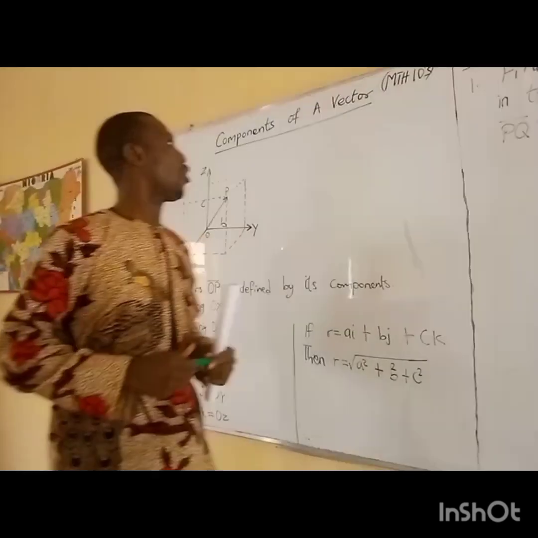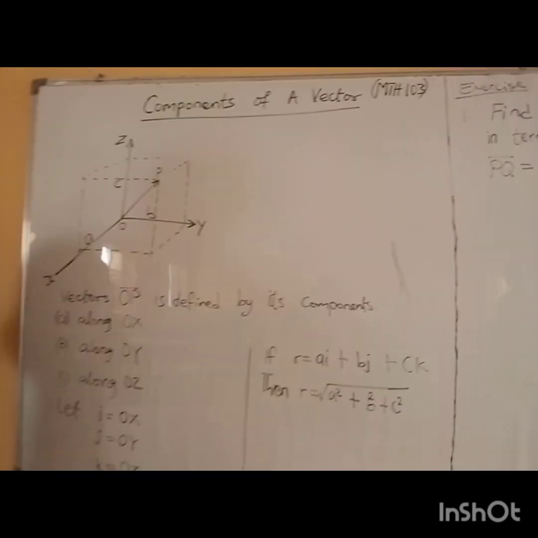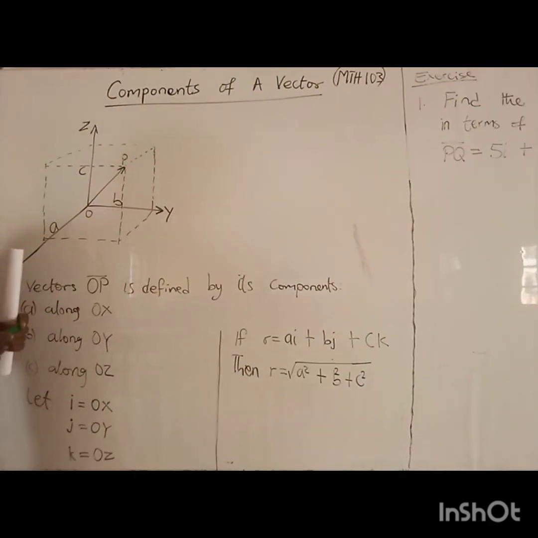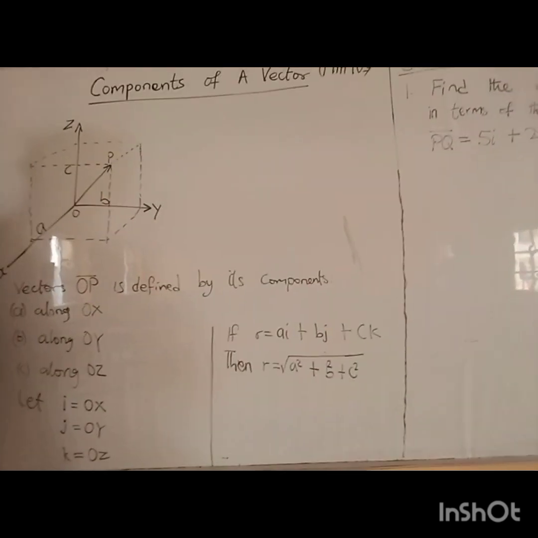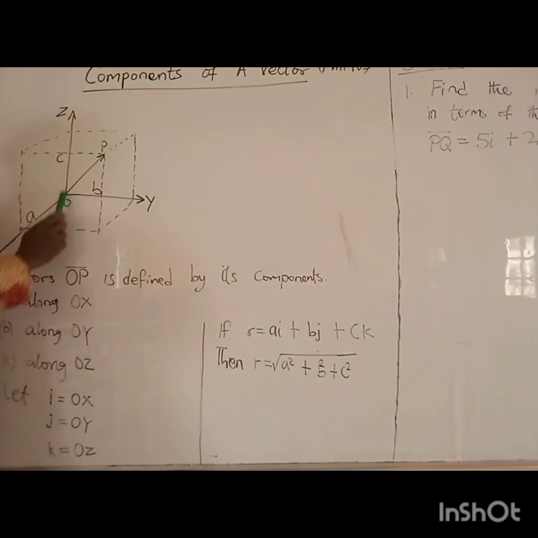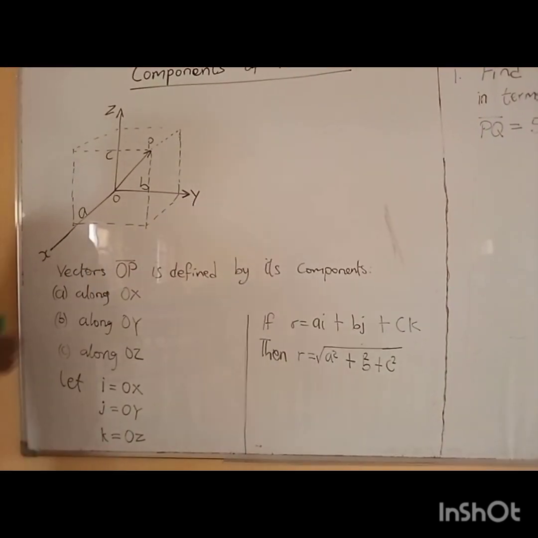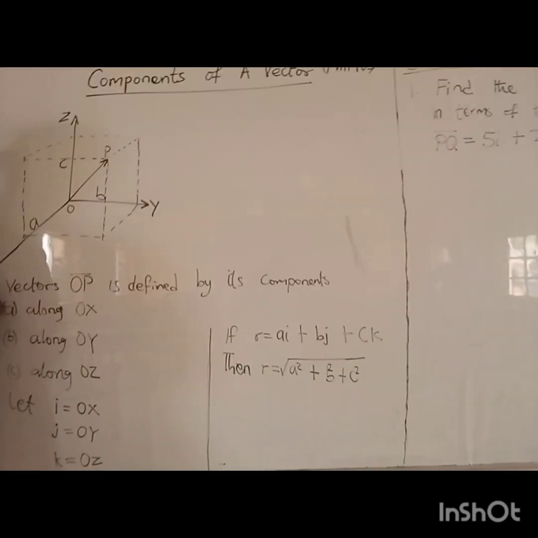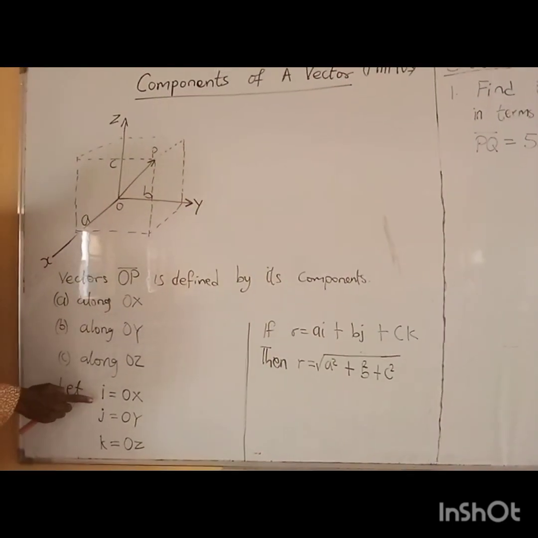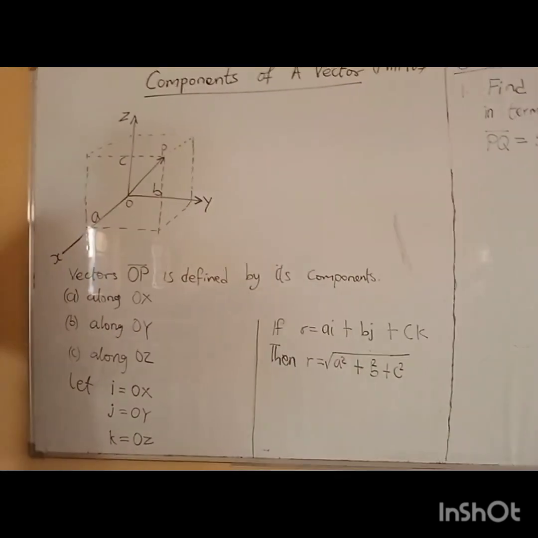In this episode we'll be looking at components of a vector. We have a diagram representing a vector here, OP, and this OP is defined by OX, OY, and OZ. That is what is illustrated here. And each of these vectors, OX, OY, OZ, can be represented with i, j, and k.